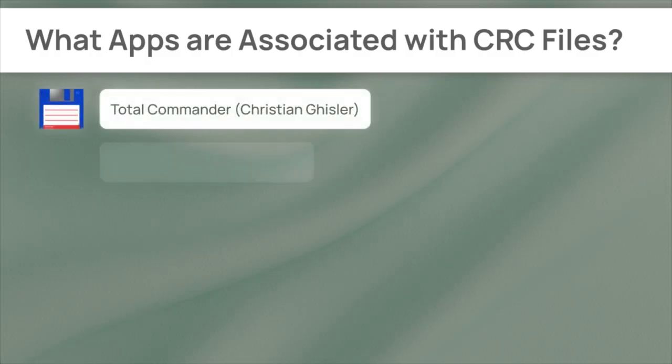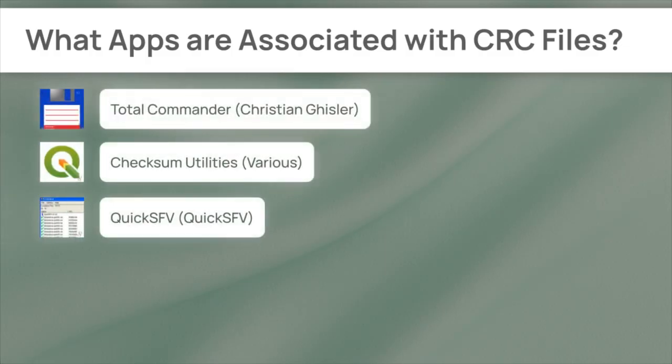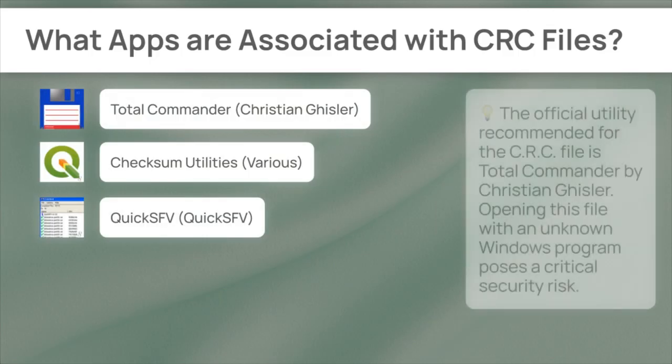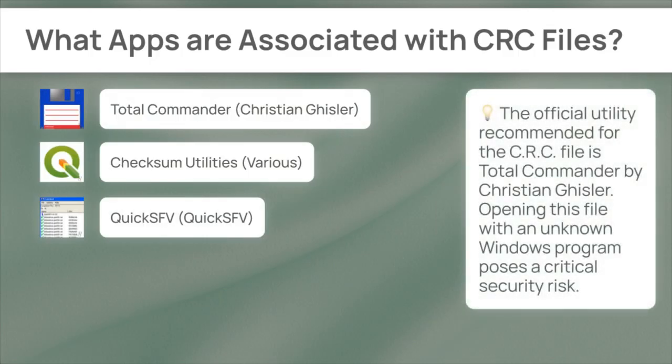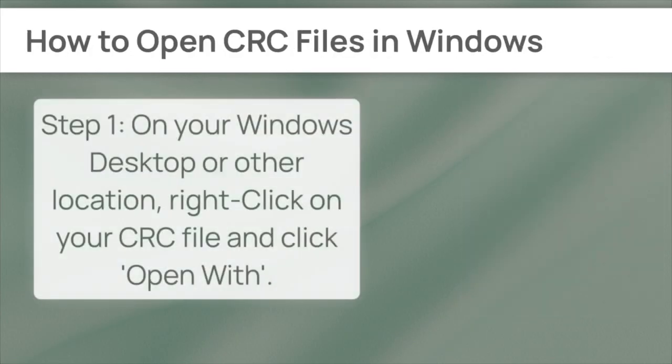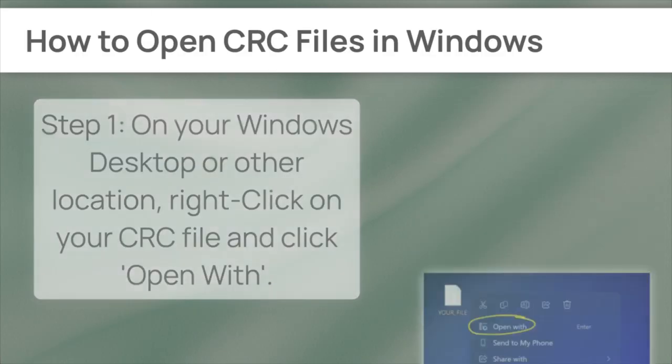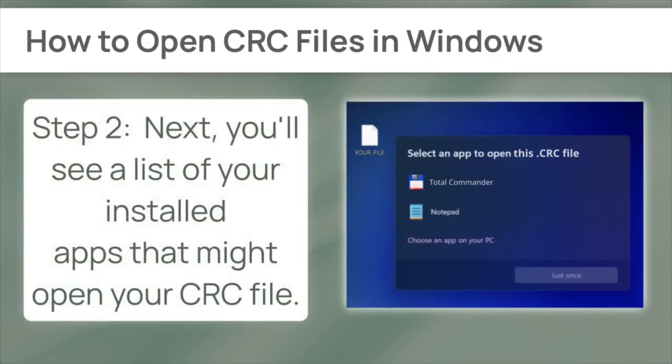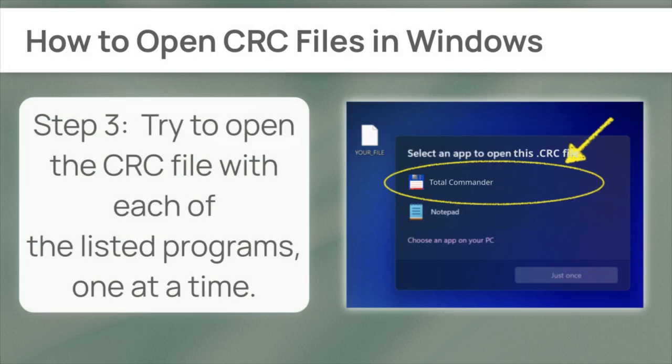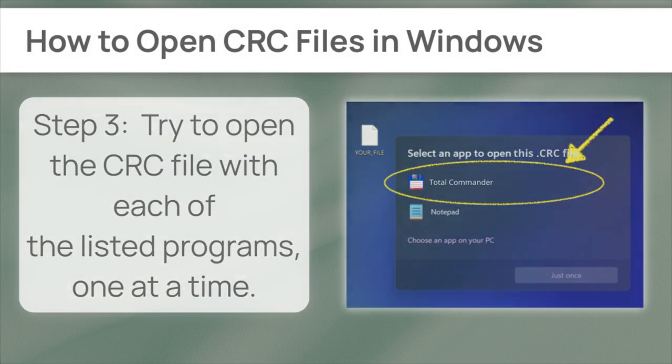The core association for the CRC file points directly to Total Commander, developed by Christian Ghisler. Opening this file outside of a dedicated environment can lead to irreversible data corruption. Windows can identify the file, but not its underlying structure, so compatible tools must be used. Your first step towards full access: right-click the CRC file and select Open With. If Total Commander is on your system, try that first. If not, try another option immediately.